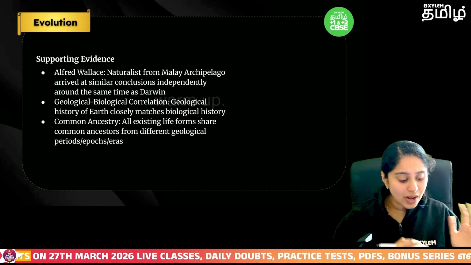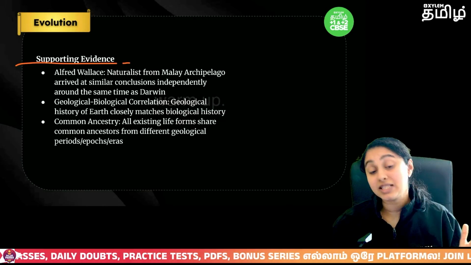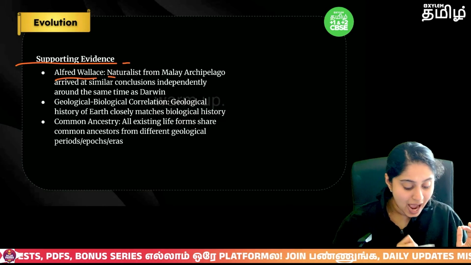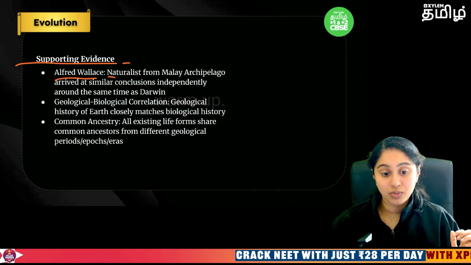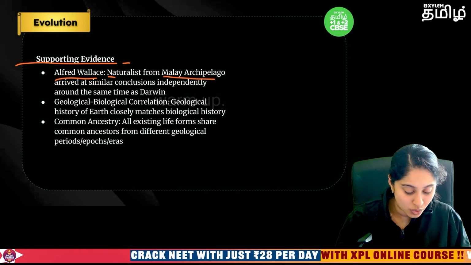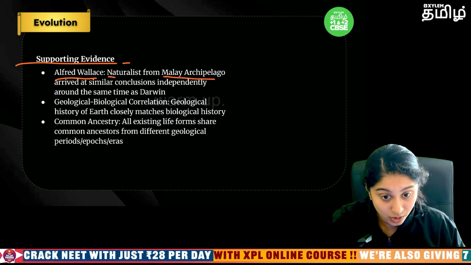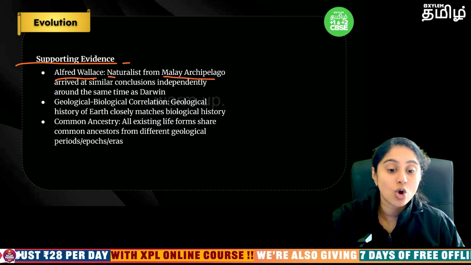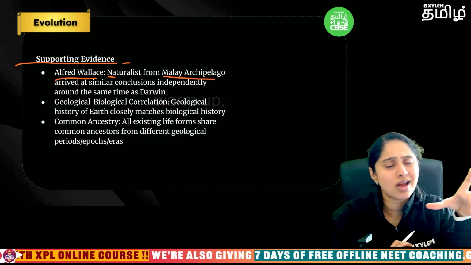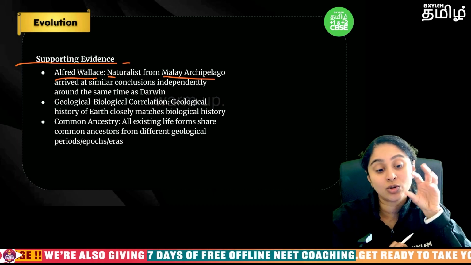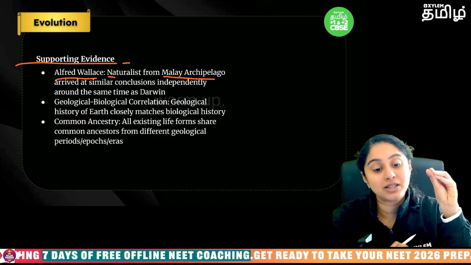Now from there, the supporting evidence he got was firstly from Alfred Wallace. He was a naturalist who was doing his work in the Malay archipelago. In the archipelago, he saw that different species had evolved. At the same time, Darwin also came up with a very similar observation.